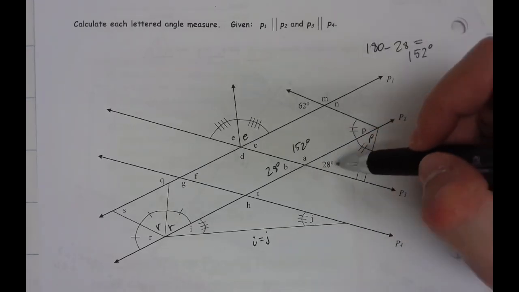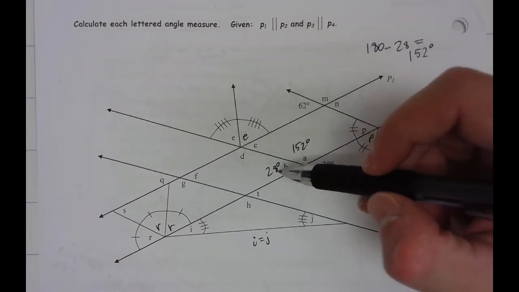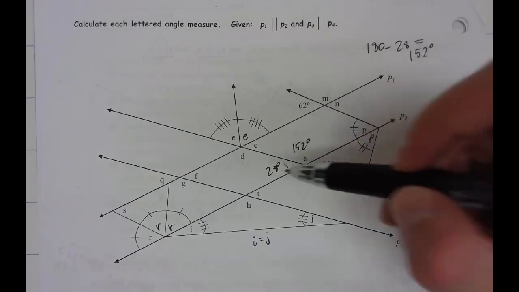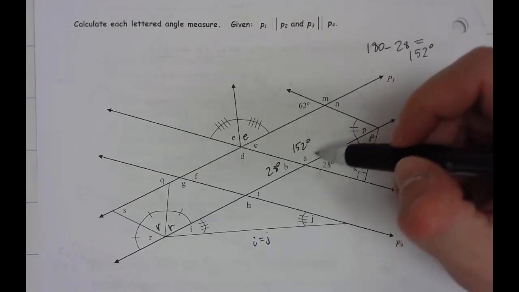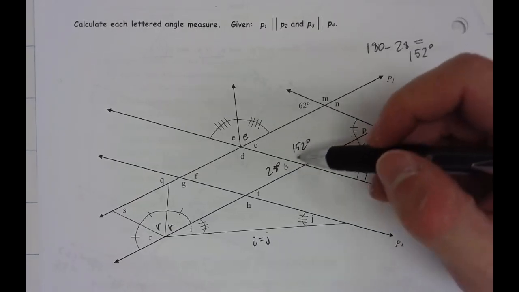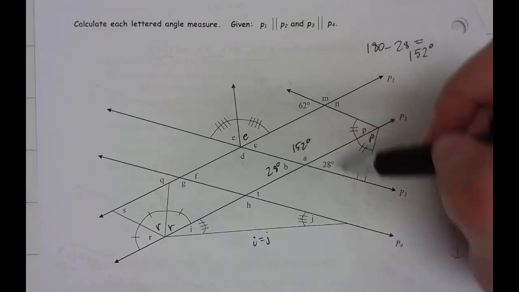Notice B is vertical to 28, so it must be 28, but B is also supplementary to 152, which means it must still be 28. So if you ever make a mistake, you'll be able to tell because something won't line up, right?